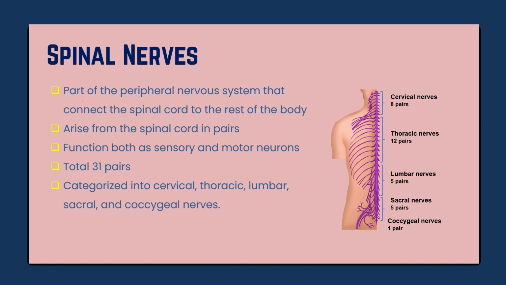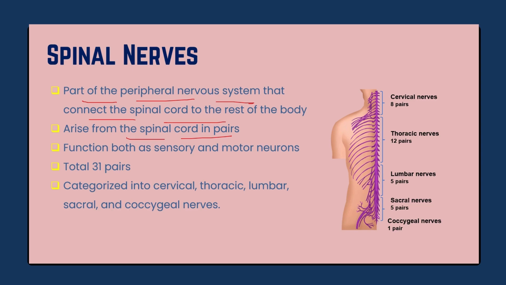Spinal nerves, these are part of the peripheral nervous system that connect the spinal cord to the rest of the body. It arises from the spinal cord in pairs. When we were studying the structure of spinal cord, we have studied about this, right? Remember? You don't remember? I suggest you go back and watch that video on spinal cord.